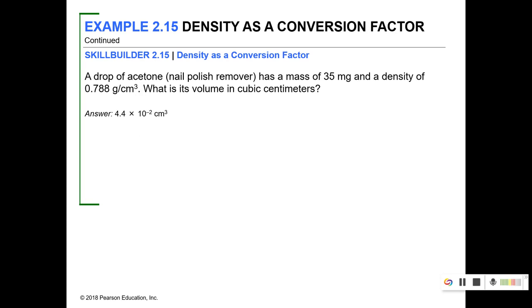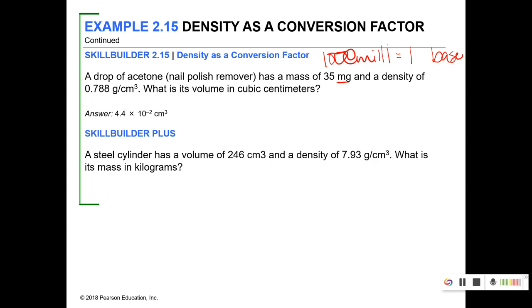Okay, oh well, this one already gave you the answer. It's the same process, but you're getting milligrams to grams instead of kilograms to grams. So just know, again, there's 1,000 milli in one base unit, which is the one that doesn't have a prefix.